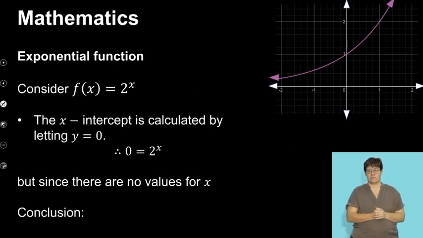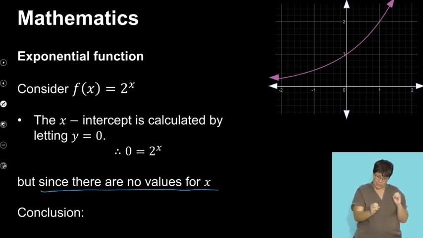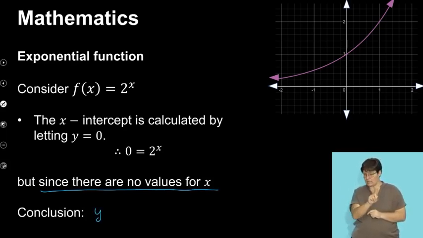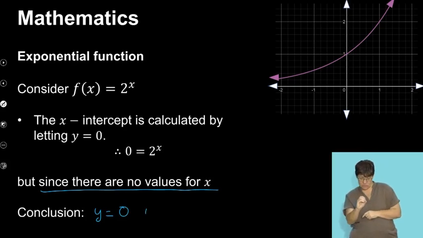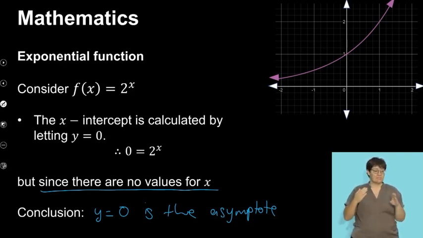And then the x-intercept is calculated by letting y equal to 0. So you can see, since there are no values for x where 2 to the exponent of x must give me 0, the conclusion will be y equal to 0 is the asymptote, right? So this is the asymptote of this particular graph. And also, it does not have the x-intercept. So in simple terms, there is no x-intercept.